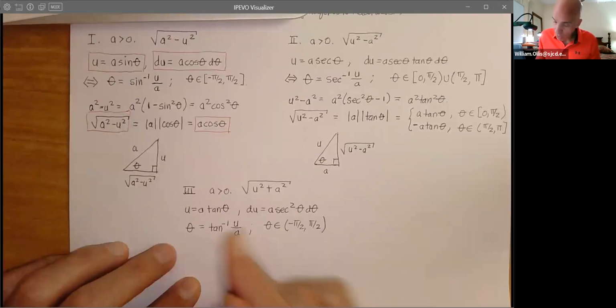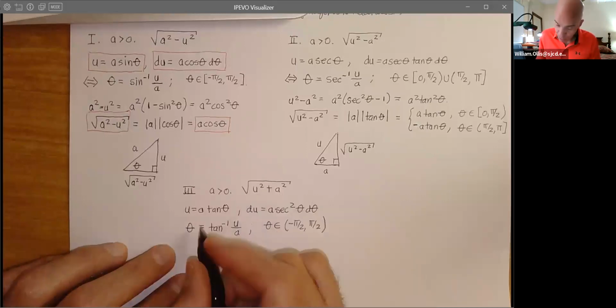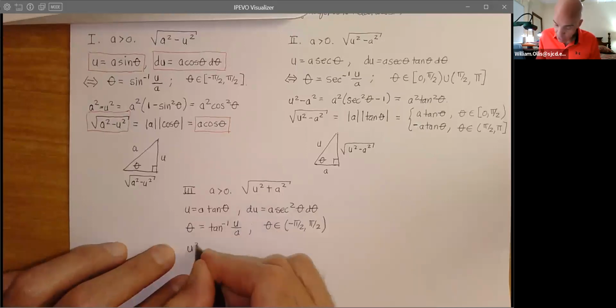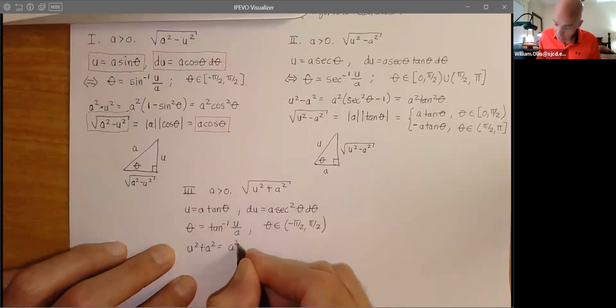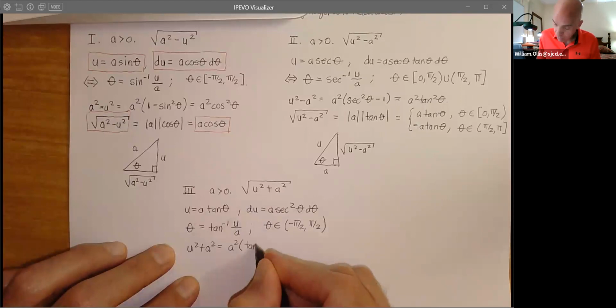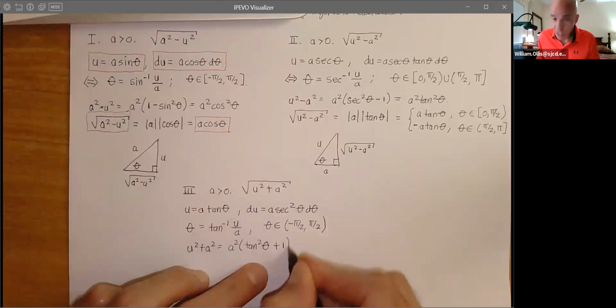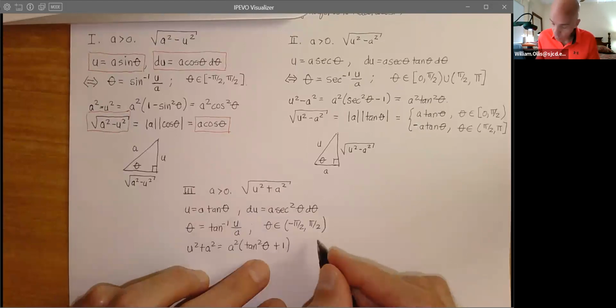Now we can go ahead and eradicate the radical, so to speak. u squared plus a squared will now be a squared times tangent squared plus 1. But tangent squared plus 1 is secant squared. That's the Pythagorean identity.